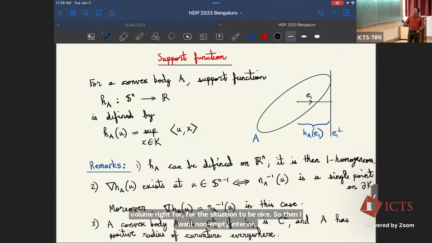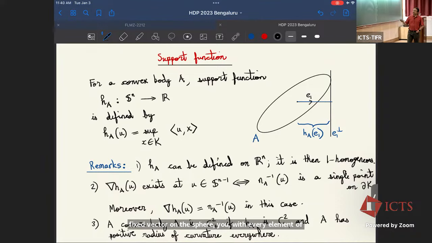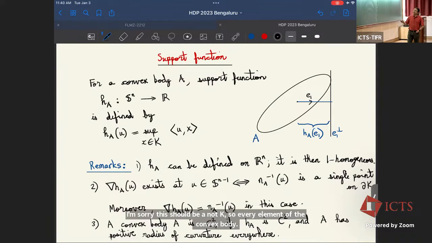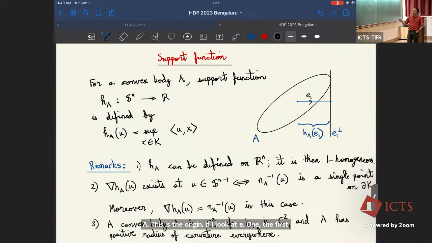So for a convex body A, the support function is defined as the supremum of these inner products, where I take the inner product of this fixed vector U on the sphere with every element of, I'm sorry, this should be A, not K, every element of the convex body A. So this is an example. This is our convex body A, and this is the origin. If I look at E1, the first standard basis vector, I look at the supporting hyperplane perpendicular to E1 that supports A, and then I look at this distance. This is just the supremum of this inner product. It basically measures how far out I have to go to meet the boundary in that direction. So that's the support function.